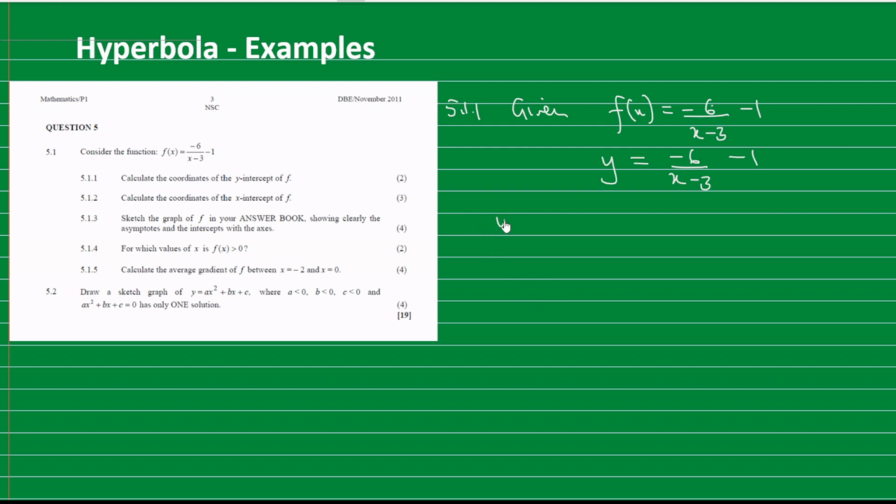Our y is going to be negative 6 over, substituting x with a 0, 0 minus 3, that is negative 3, then minus 1. Which gives us negative negative, that is 2, minus 1, that is a 1. So the y-intercept is 1. Remember, earlier we mentioned that intercepts are also part of a hyperbola, where the curves will cross the y-axis. So it will cross at 1.